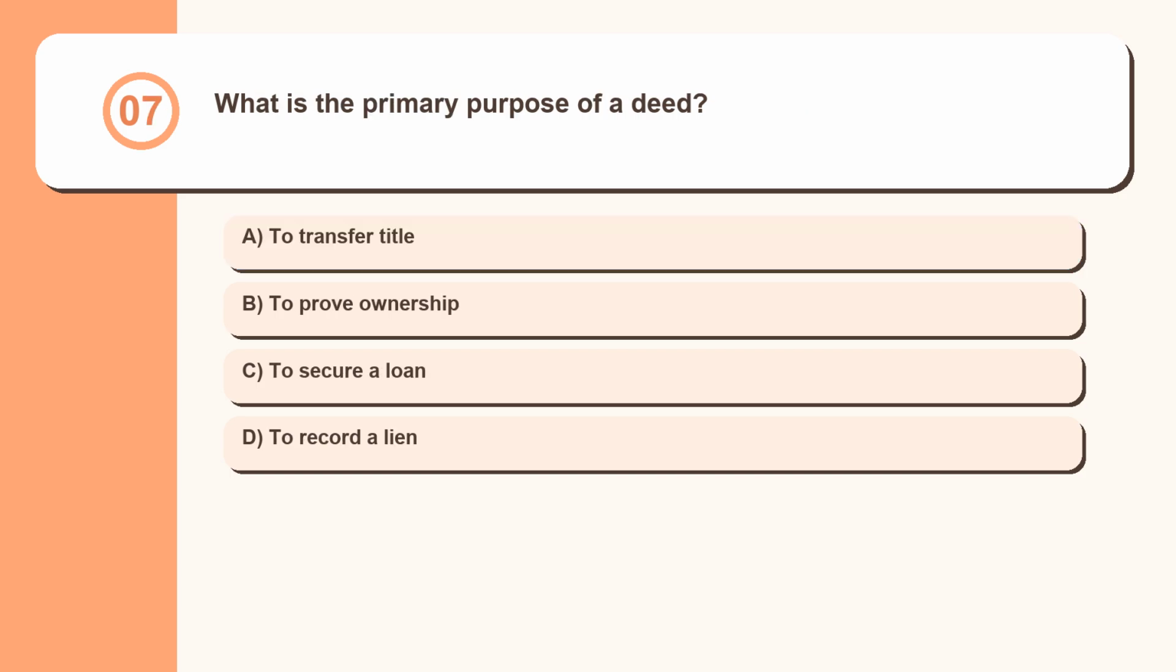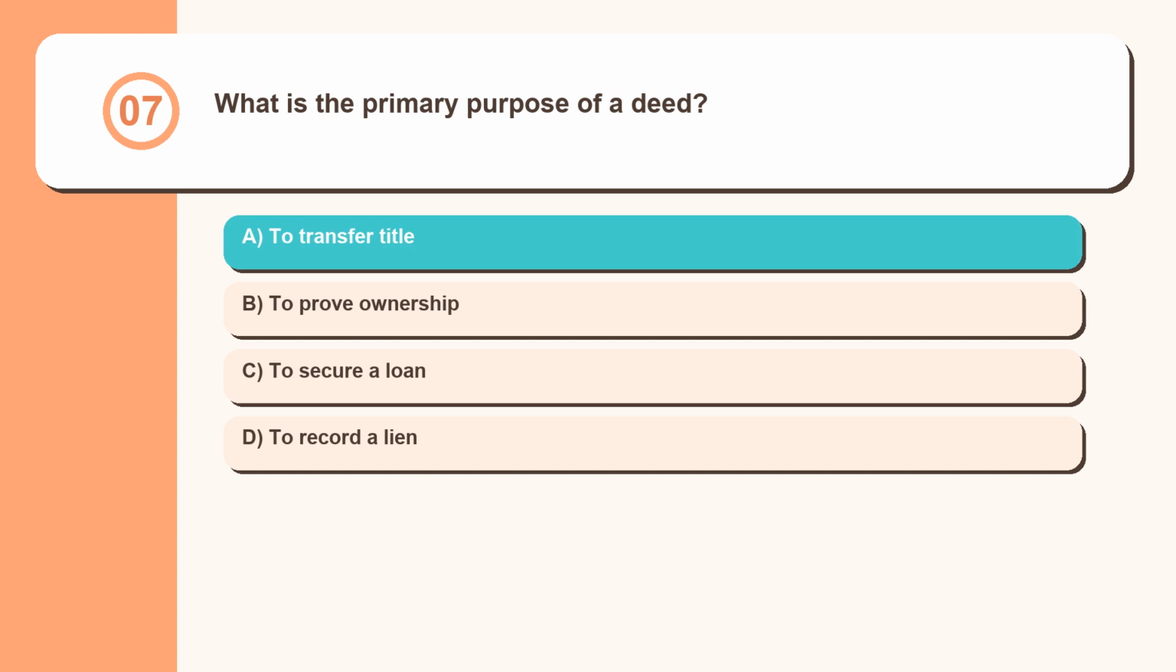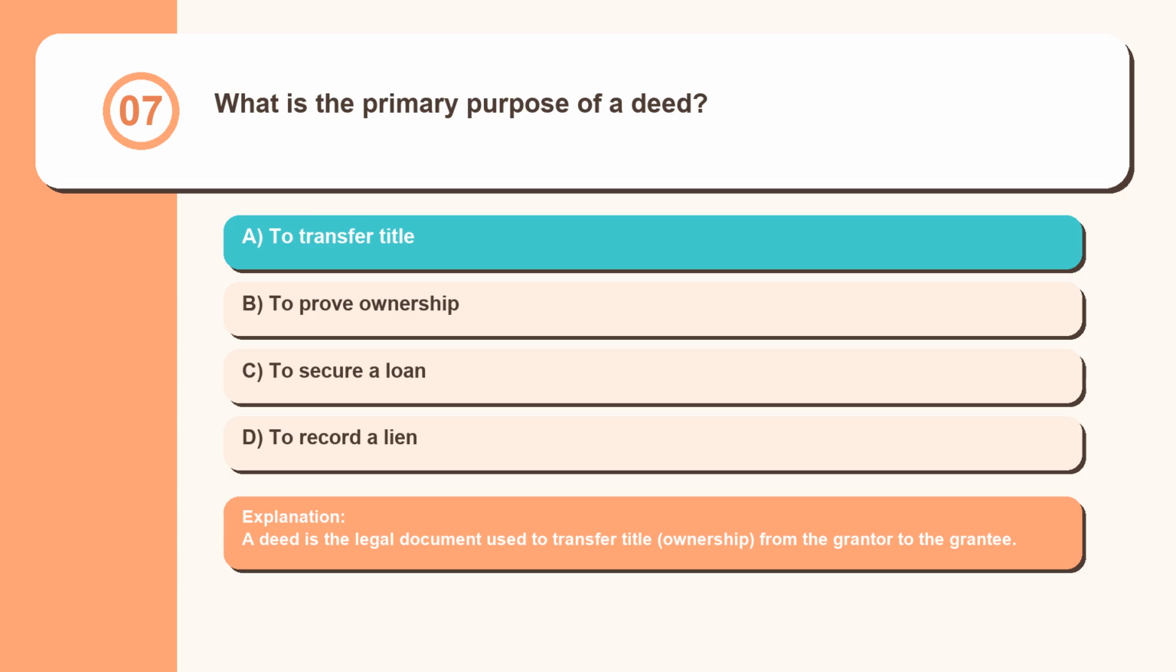Question 7. What is the primary purpose of a deed? To transfer title, to prove ownership, to secure a loan, to record a lien. A deed is the legal document used to transfer title, ownership, from the grantor to the grantee.